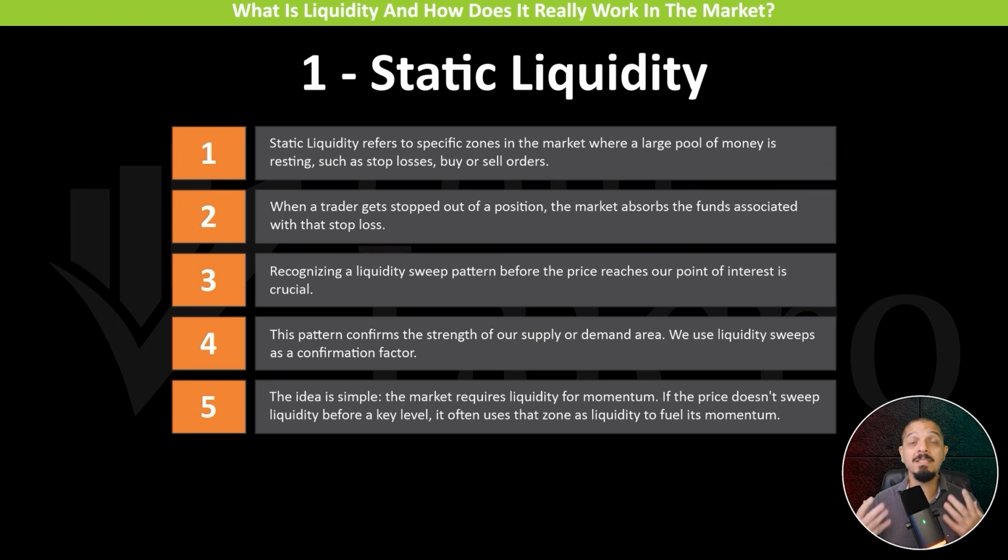The idea is simple. The market requires liquidity to generate movement. If price does not interact with liquidity before reaching a key level, it will often use that area itself as a source of liquidity to fuel the next move.